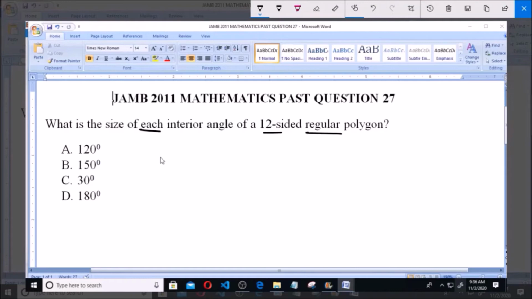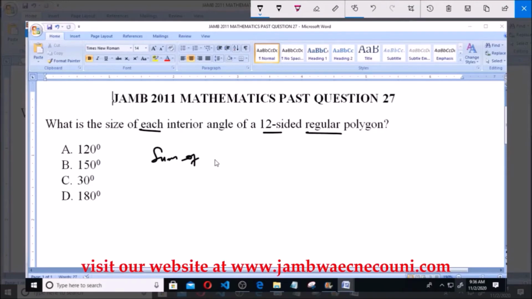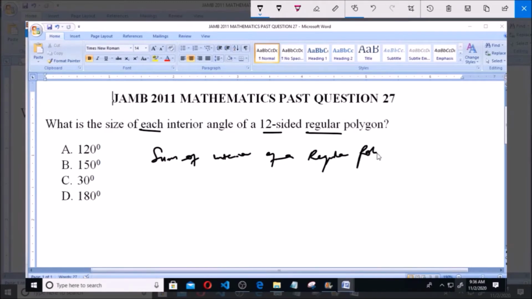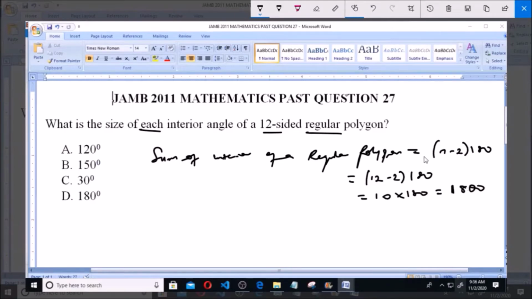Now the sum of interior angles of a regular polygon is given as n minus 2 multiplied by 180. Since this is a 12-sided regular polygon, the sum of the interior angles will be equal to 12 minus 2 multiplied by 180, which is equal to 10 multiplied by 180, and that is equal to 1800.